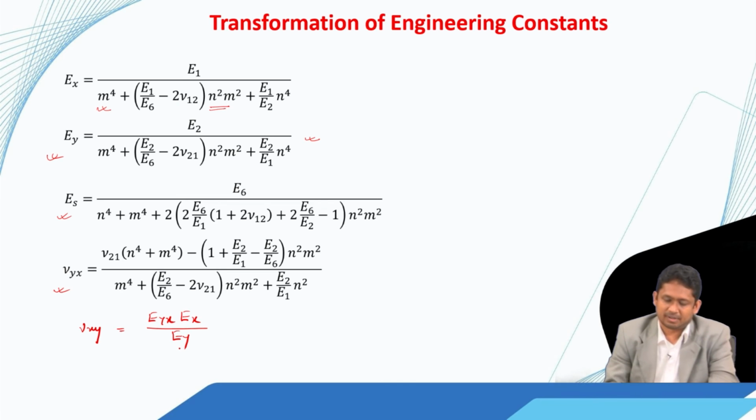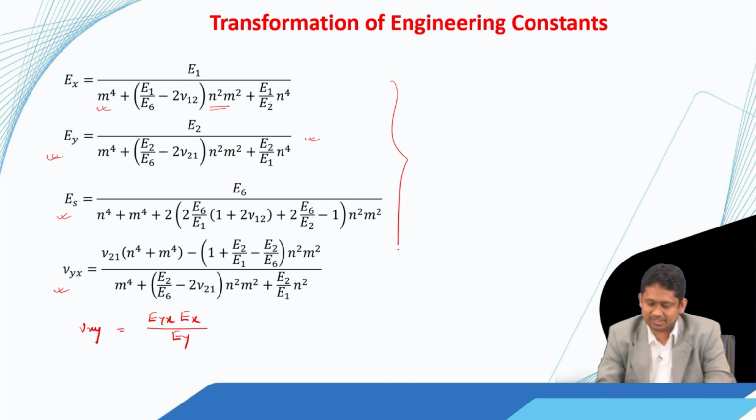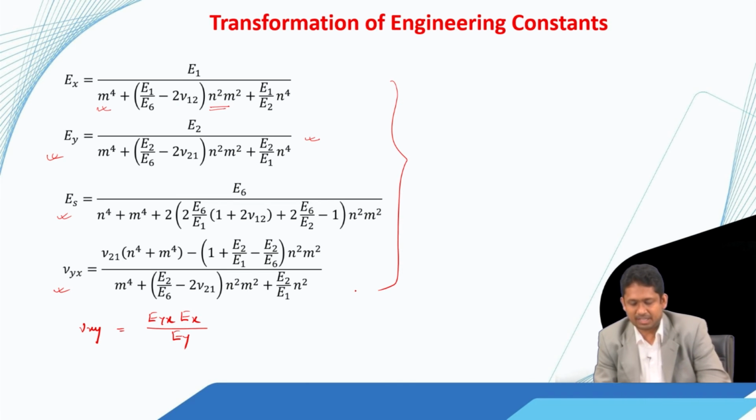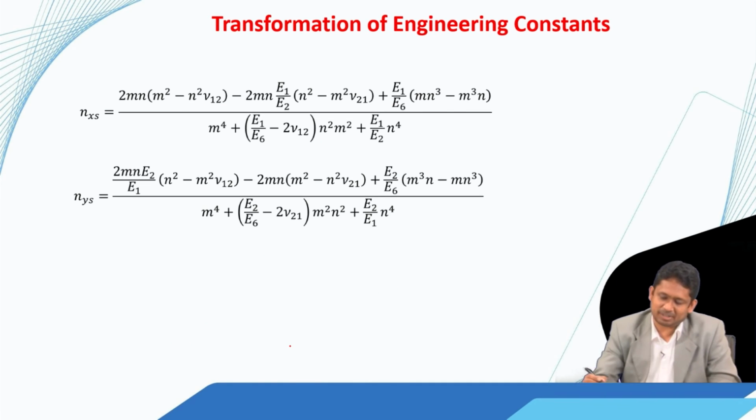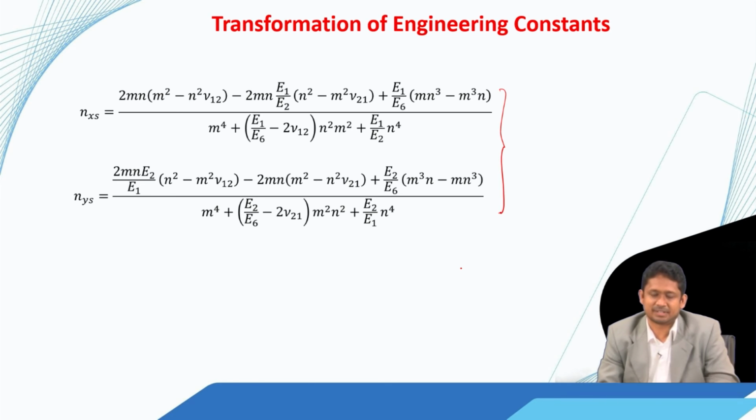And if we know nu yx, we know that nu xy is nothing but nu yx multiplied by Ex by Ey. Now, again we can see that all these terms are even functions of m and n. So, if theta changes sign, these quantities do not change sign. Now, these are the normal shear coupling terms eta xs and eta ys, and these are odd functions. So, here if theta changes sign, these quantities change their sign.